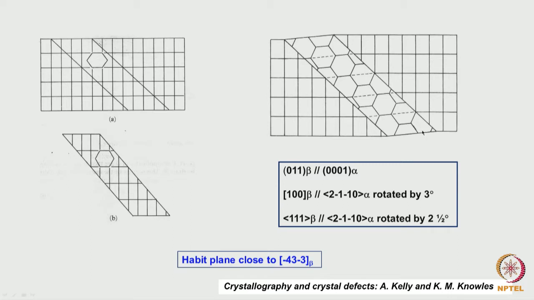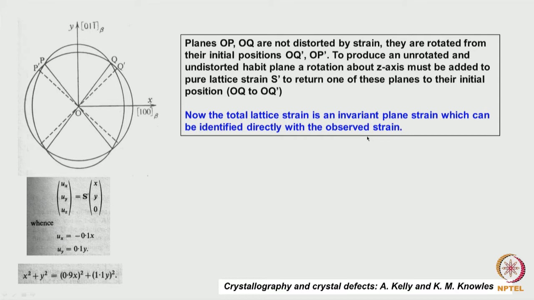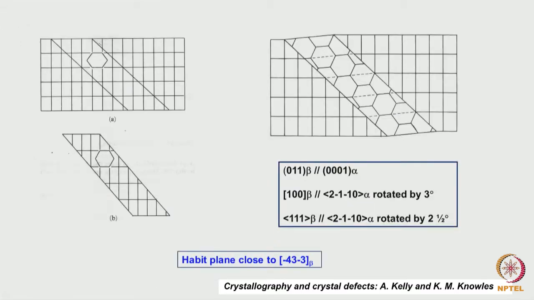The rotation also is considered as part of a strain, that is, if a matrix cannot accommodate a strain by deformation, it will try to rotate, correct. So that is what essentially is happening in this case. And now we can see all the directions. This is 0 1 1 of beta, parallel to 0 0 0 1 of alpha, the basal plane. 1 0 0 of beta. Since some small rotation has been given to accommodate this at the interface, the plane remains an unrotated, undistorted plane, because that has to be joined together, correct.